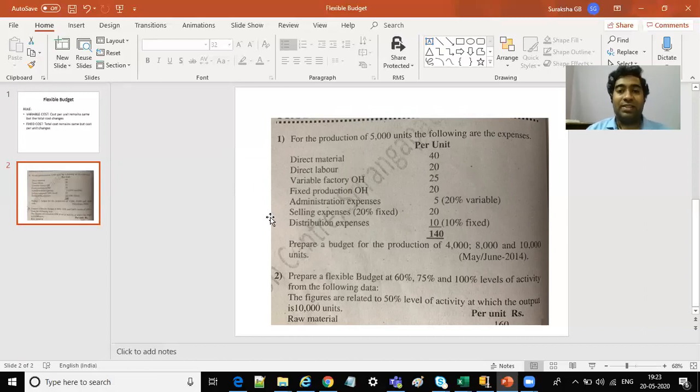And one more thing to understand in this problem, you can see variable cost is given, fixed cost is given, and again fixed cost is given. So it is understood as administration expenses, 20% is variable out of 100%, which means the remaining 80% is fixed. Similarly, selling expenses, 20% is given as fixed and the remaining 80% is variable. Coming to the distribution expenses, 10% is given as fixed and 90% is the remaining, which is the variable cost. Accordingly, I'll show you the format for preparing the flexible budget next.